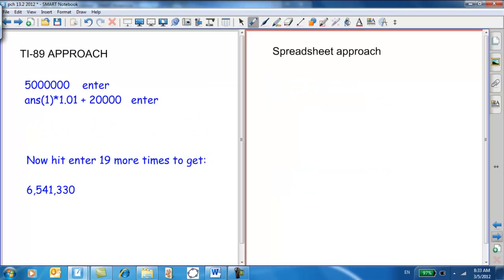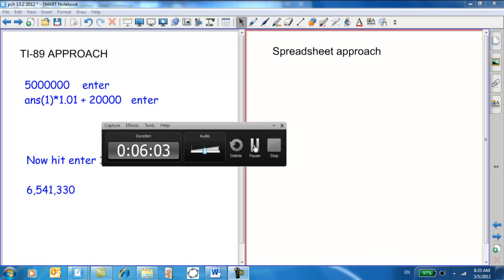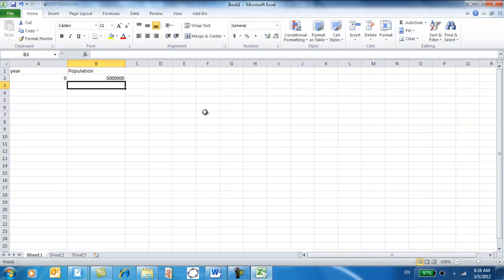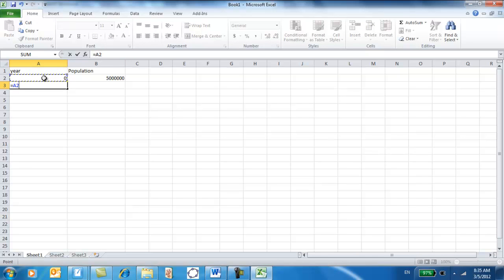Now we can also take a spreadsheet approach, and I want to show you how you can use spreadsheets to quickly come up with these ideas. So let me take a pause while I get out the spreadsheet. Okay, so here we are in a spreadsheet, and all I've entered so far is the year and the population. In year 0, we had a population of 5 million. So we want to put year 1 here. I want to show you a little trick with spreadsheets. I'm going to use an equation, equals, and I want to just click on the previous cell above it, and then add 1 to it, and then hit enter.